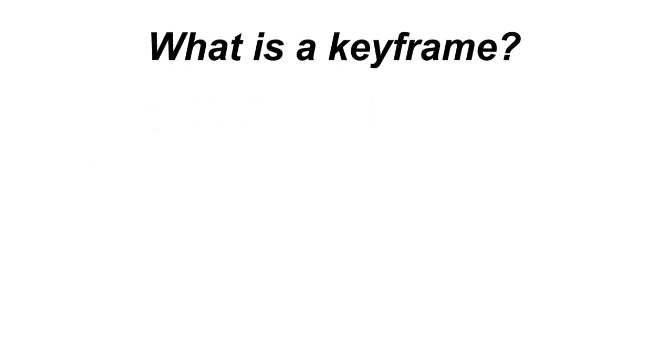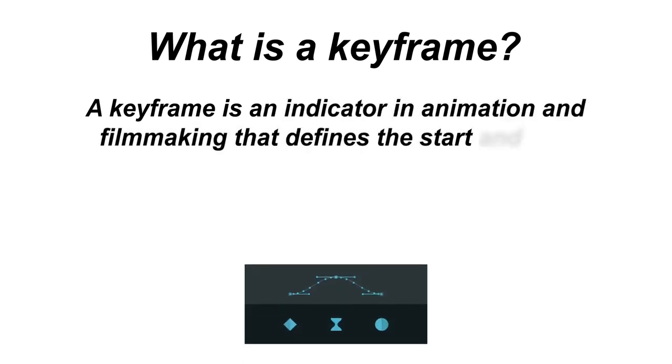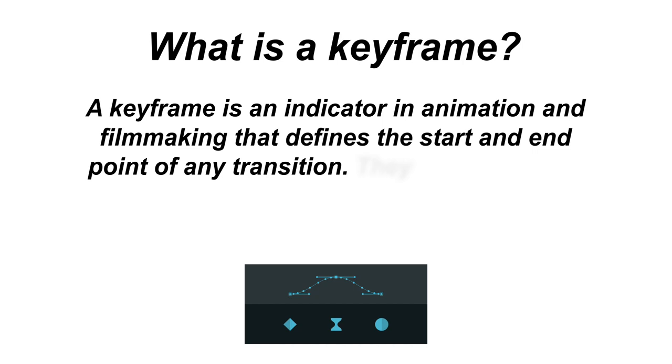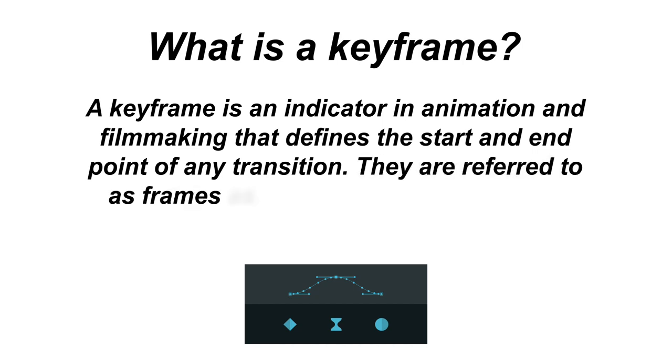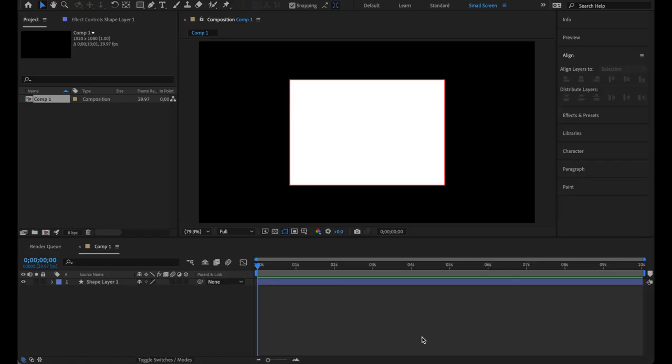So let's get started with first learning about what keyframes are. What is a keyframe? A keyframe is an indicator in animation and filmmaking that defines the start and end point of any transition. They are referred to as frames as their position is measured in frames on a given timeline. Let's get started with our graphs.